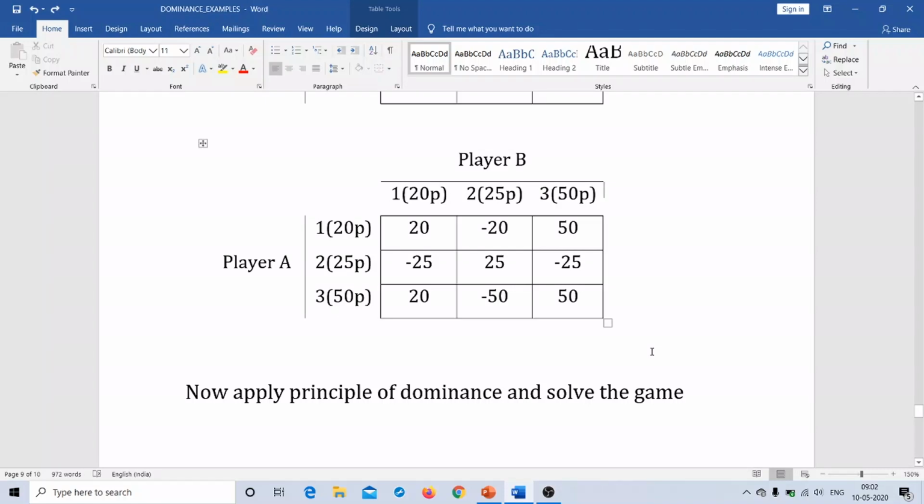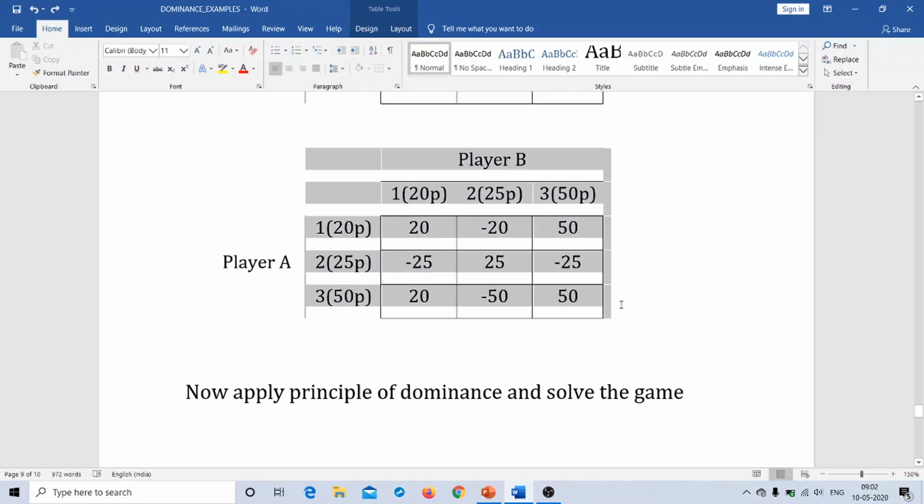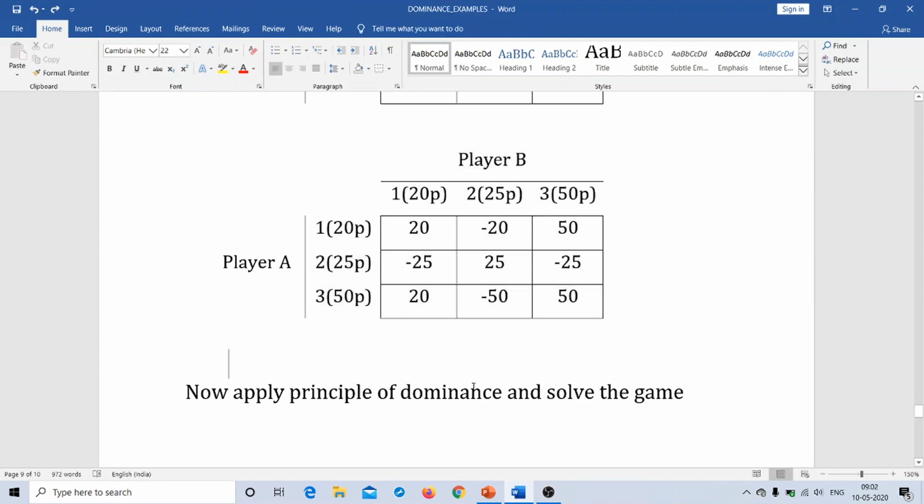Understand it very carefully, go through it, and once you are comfortable with the payoff matrix, the next step is you apply the principle of dominance and solve the game. That I'm not going to show you here. You apply the principle of dominance on this particular payoff matrix, solve the game, and find out the strategy as well as the value of the game.